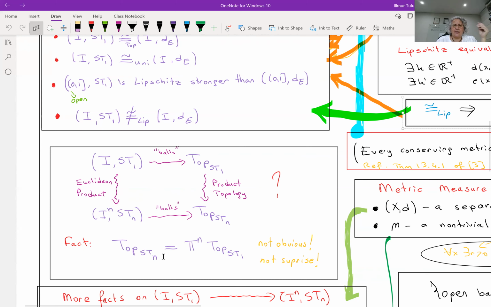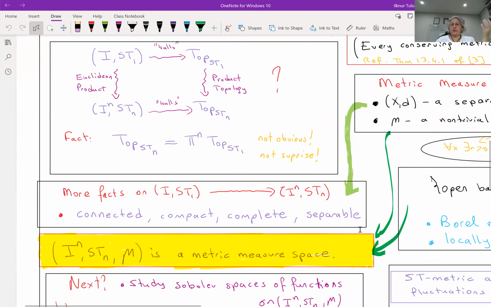So what it means, basically, is that I need to prove that the topology of STn is the n-times product of the topology of ST1s. And this is true. It is not obvious, but not surprising in a sense, since this holds for the Euclidean case that we know in general. So I apply that idea, but the proof in this case needs to be checked before we move on to the other facts about the ST metric.